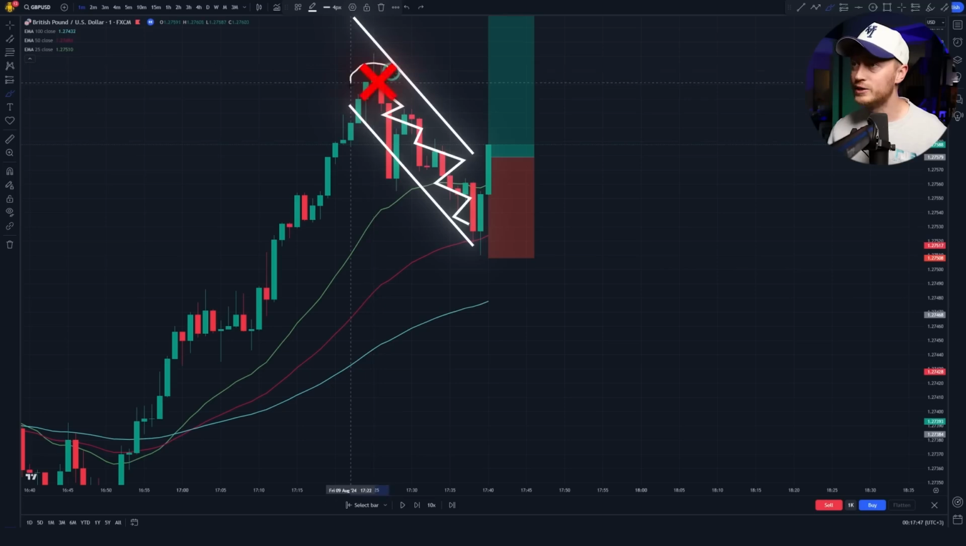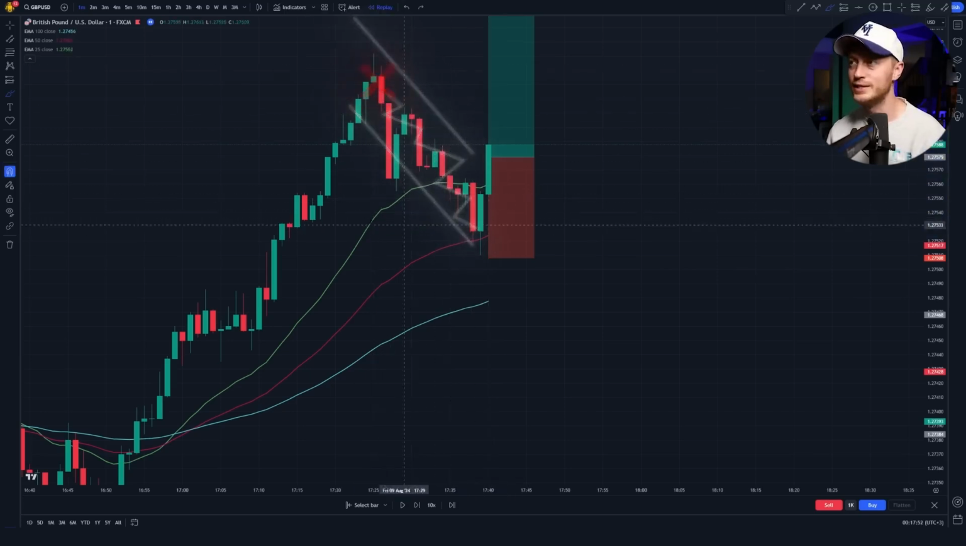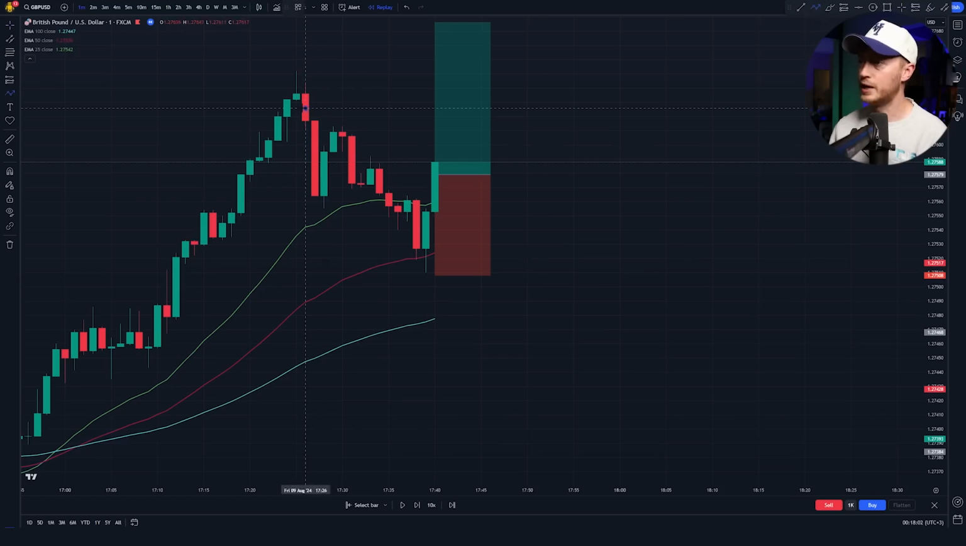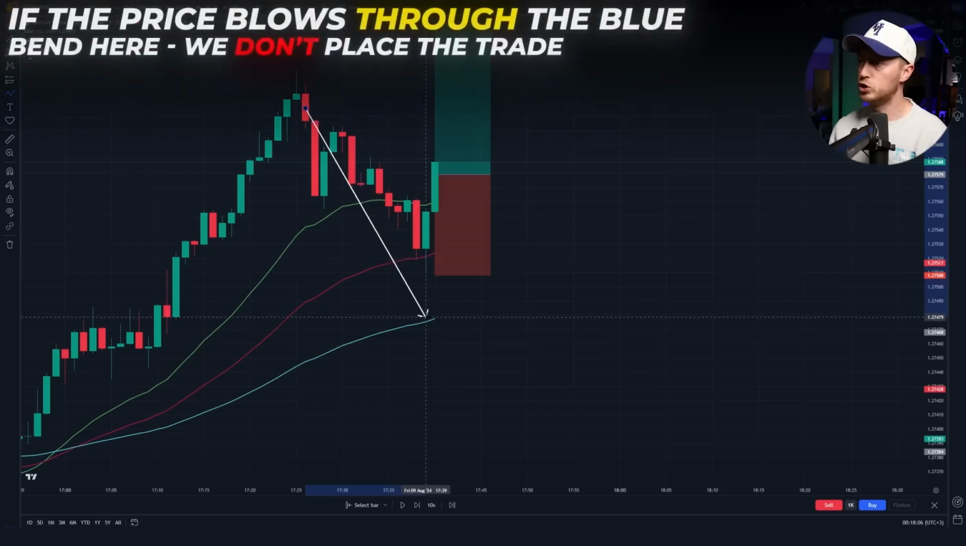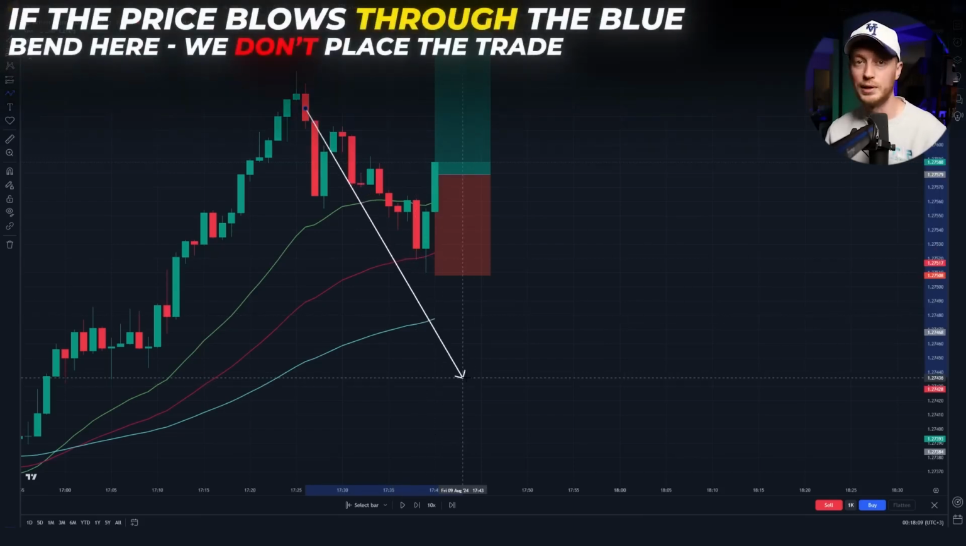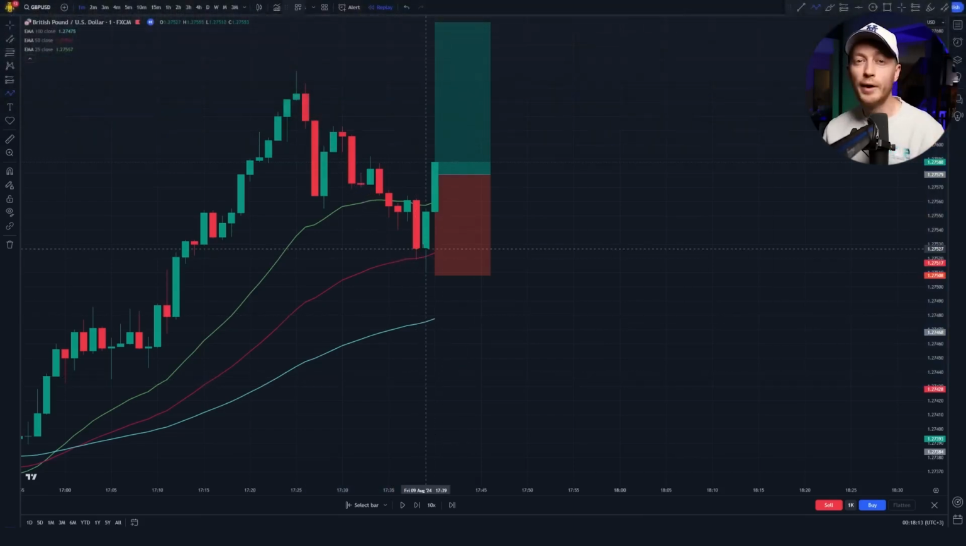You never want to buy at the top. You want to see the price pull back and then hit that trend continuation. So the pullback can come to the blue band here or the red band here. If the price blows through the blue band here, we don't place the trade. It's that simple.